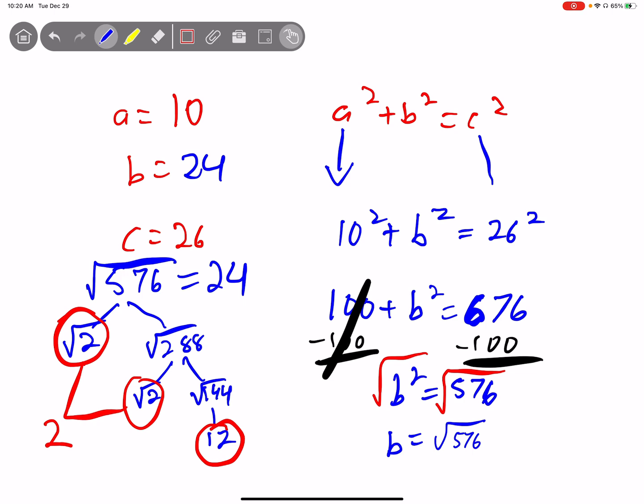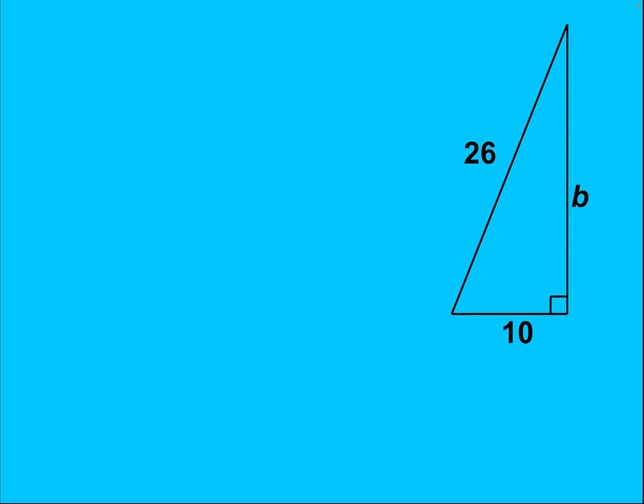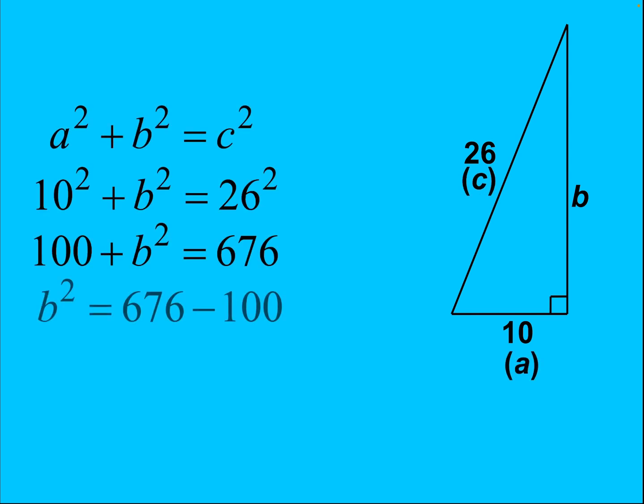Okay, which makes sense because remember C is always supposed to be the biggest side. So B has to be less than C. And your answer is right there.